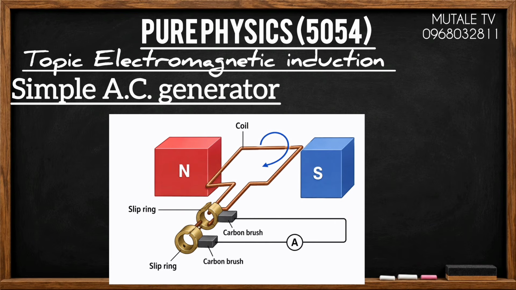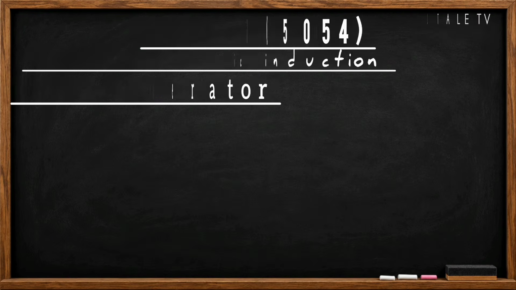Then the core is electrically connected to the outer circuit. Now the function of the slip rings: the slip rings are fixed to the core, and all of them are driven, rotating in the magnetic field by an outside power source, like an engine or a turbine. If the slip rings are replaced with split ring commutators, the generator becomes a direct current generator.